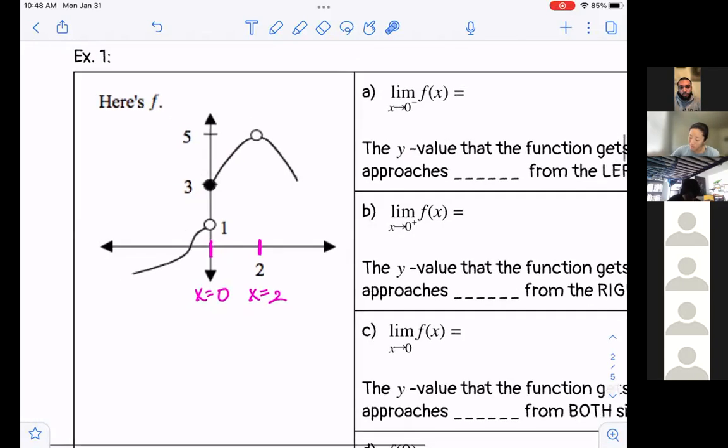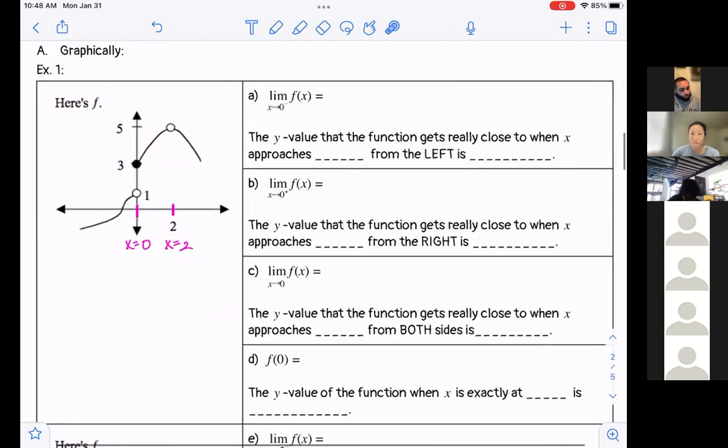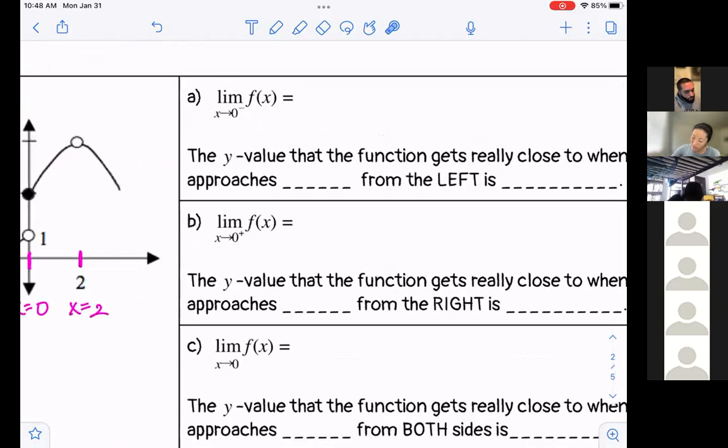And it turns out that this entire first part of the question is asking us about what happens when we get really close to x equals 0. Okay, so for A through D, we're going to focus on what's happening here. Okay, so let's take a look at this question.